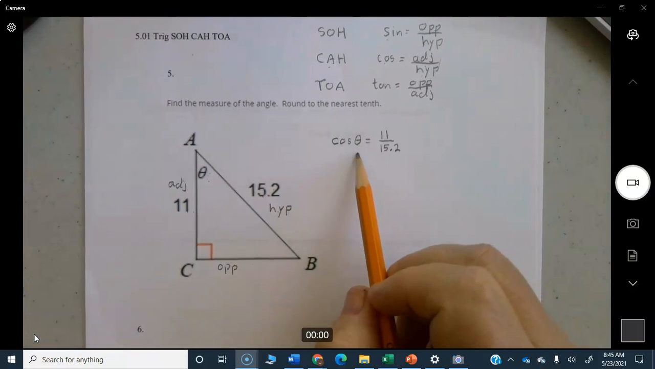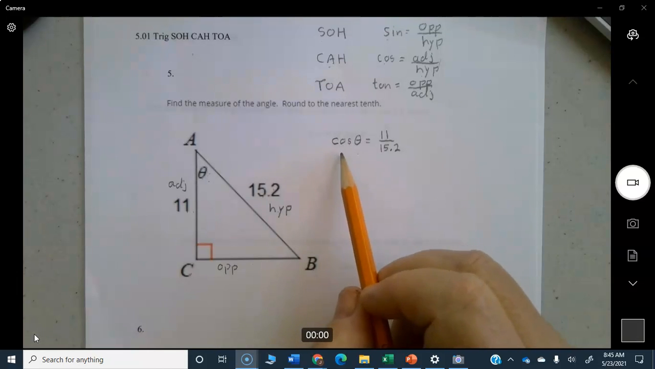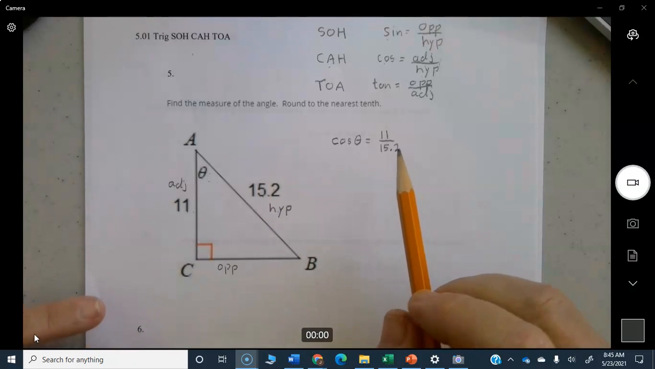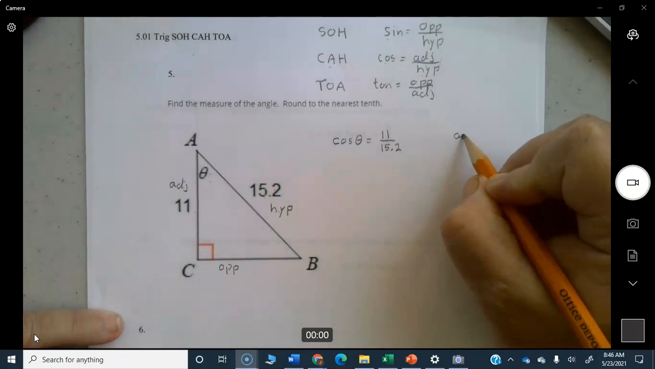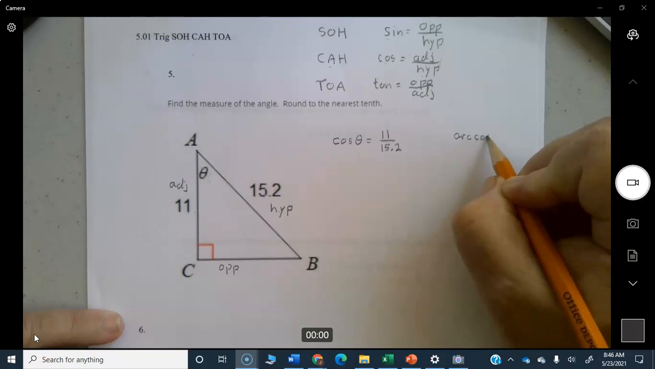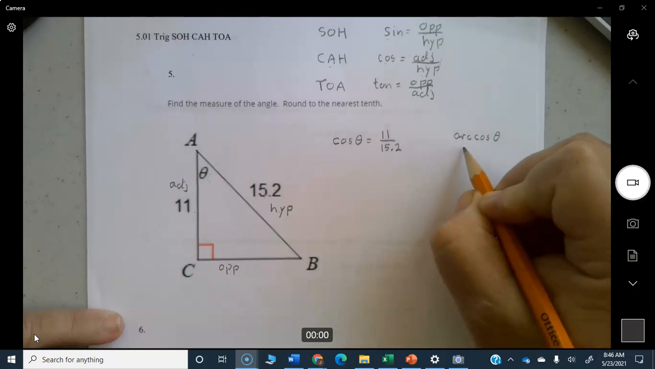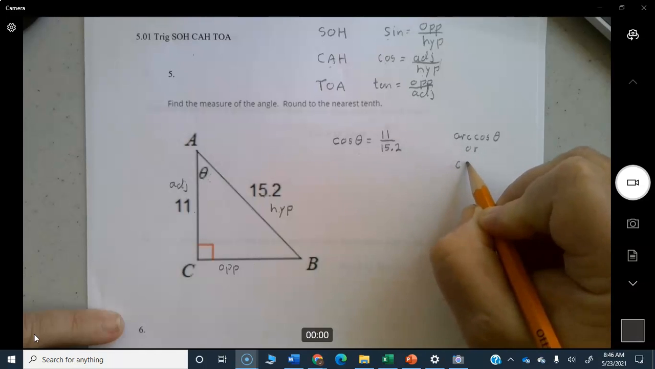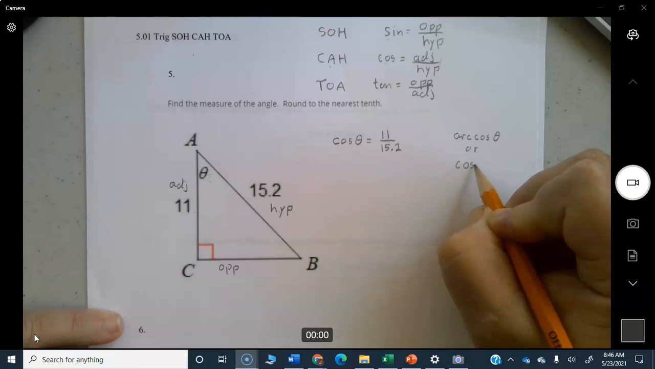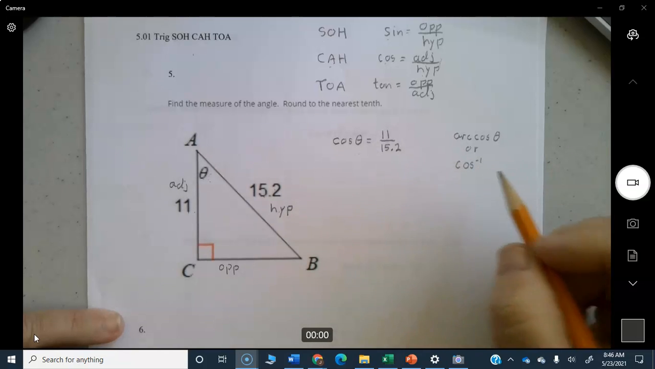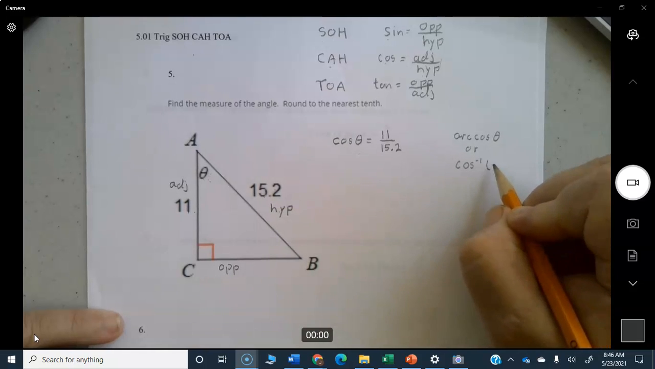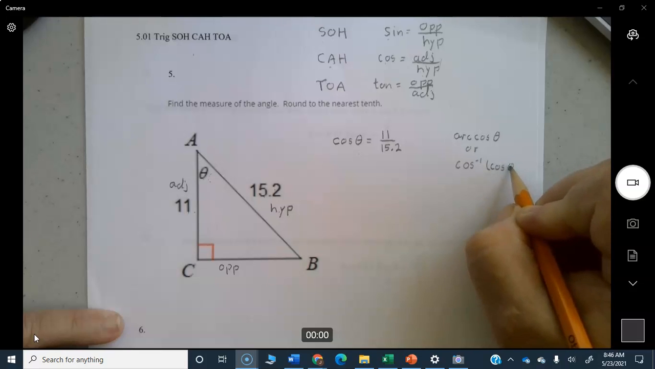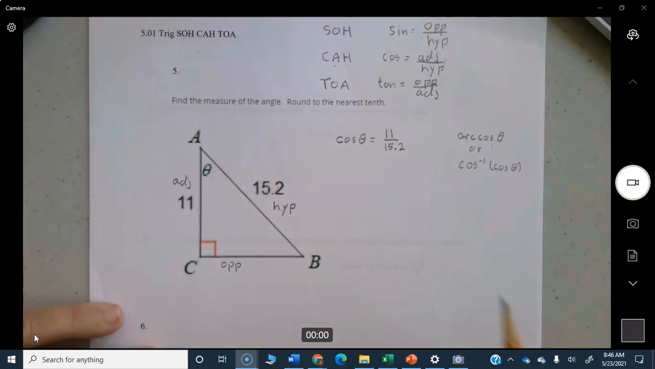Okay, so now we have theta, which we're trying to find, wrapped inside of a cosine function here. So the way we get it out is by using an inverse cosine function. And there's two ways to write the inverse. It could either be written arc cosine of theta, or it can be written as cosine raised to the -1. It's not an exponent. It's not really raised to the -1. It's just the way they indicate the inverse of cosine of theta. So these two mean the same thing. They're an inverse of this function.